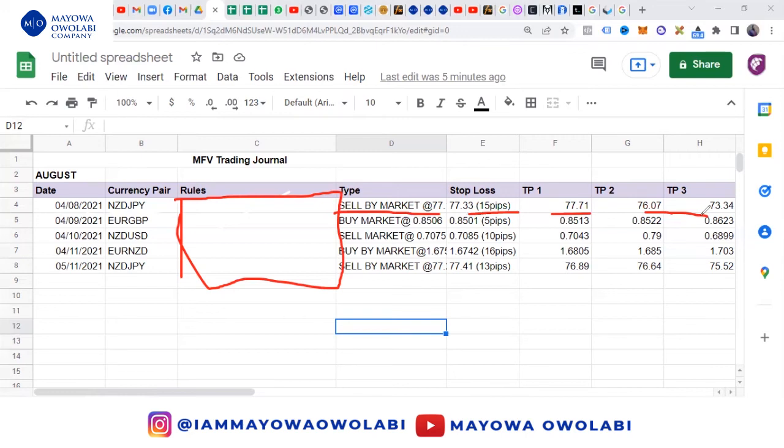Some of us don't know when to break even. Whenever take profit 1 is met, always break even. That should be in your trading journal. When did you break even? So with that, you are able to know that this is how you're going to be trading, and you don't want to go against the rules.